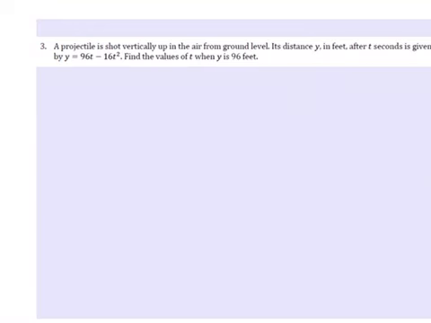So example number 3, a projectile is shot vertically up in the air from ground level. Its distance y in feet after t seconds is given by y equals 96t minus 16t squared. Find the values of t when y is at 96 feet. So this right here, find the values of t when y is at 96 feet, tells me I'm going to go ahead and try to use my quadratic formula, or I'm trying to find my x-intercepts.